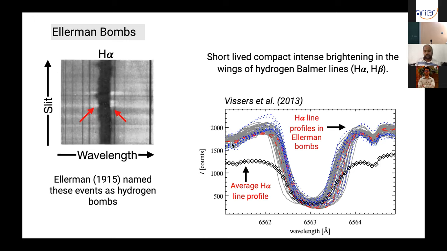If you take observations from modern facilities, for example, this is the H-alpha spectra from the Swedish Solar Telescope. The gray profiles are in the Ellerman bomb, and this diamond profile is the average H-alpha profile. In the Ellerman bomb, you see this intense brightening in the wing. The intensity on average increases in the wings and then goes down. These are the characteristic H-alpha profiles of Ellerman bomb events, and they are observed in both H-alpha and H-beta.